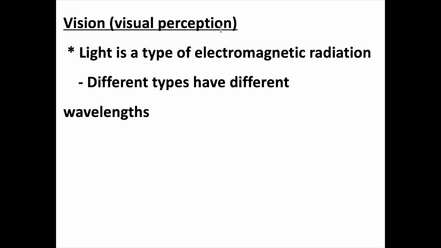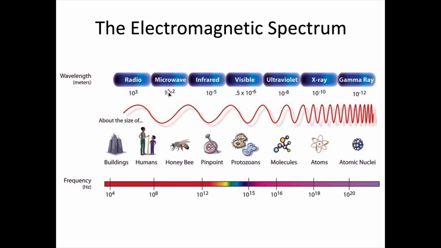Also known as visual perception. So once again, a little bit of background about what we're actually perceiving. What we're perceiving here is light, and light is a type of electromagnetic radiation. Maybe you have seen a figure like this before. The difference between radio waves and microwaves and gamma rays and the light that we can actually perceive with our eyes is one of wavelength.